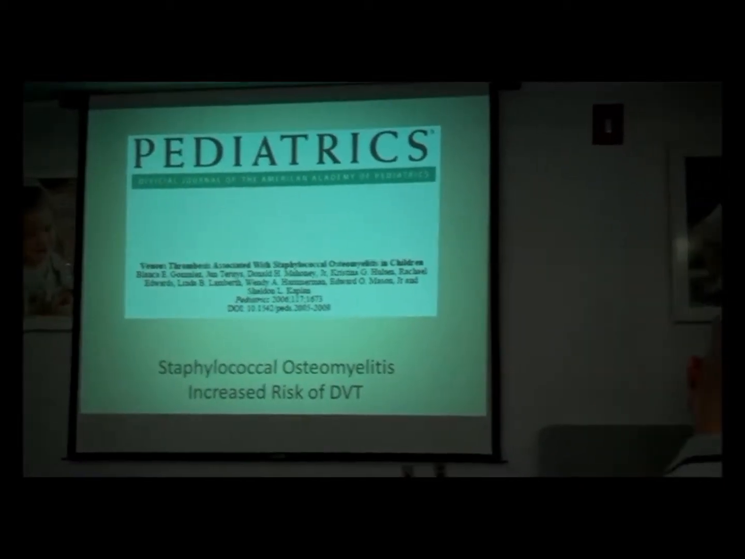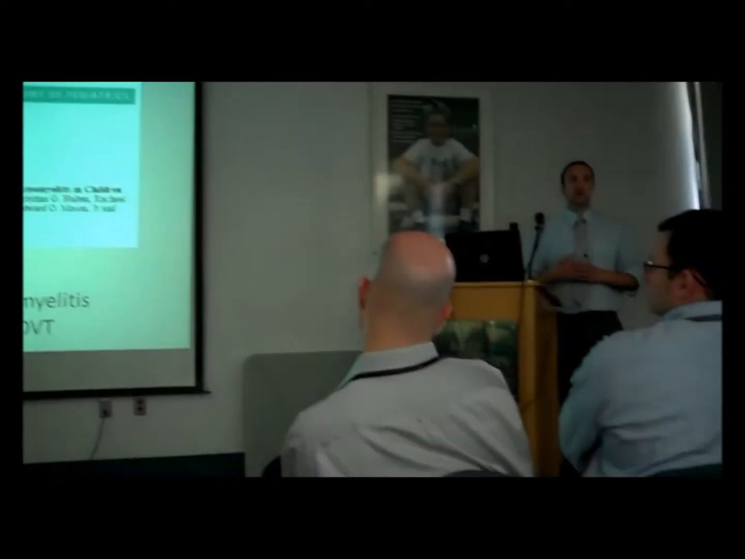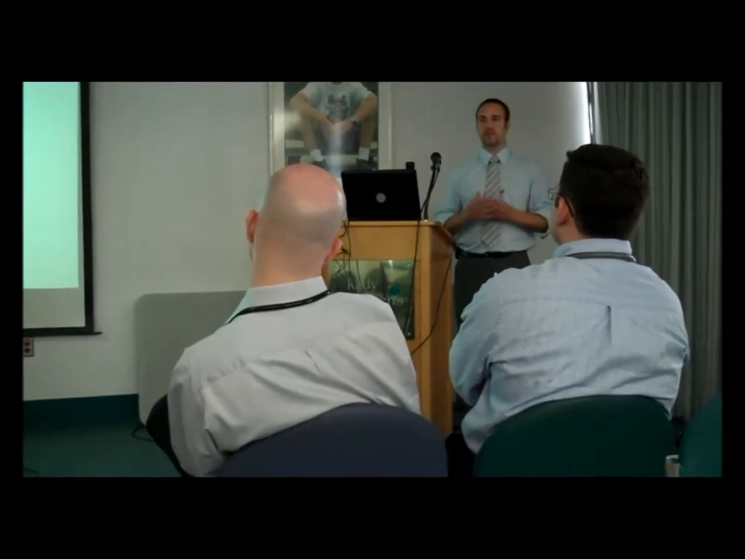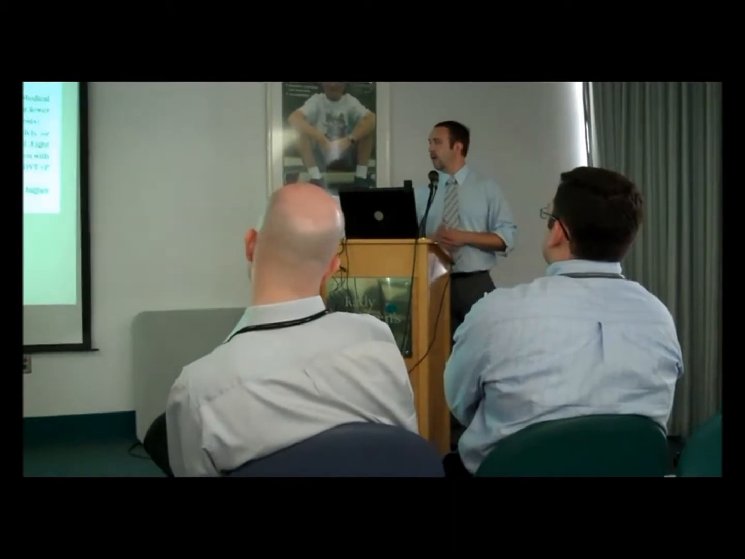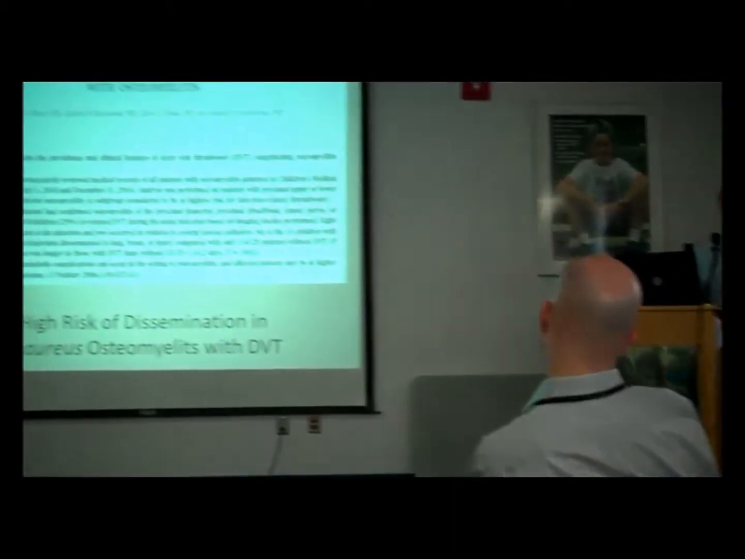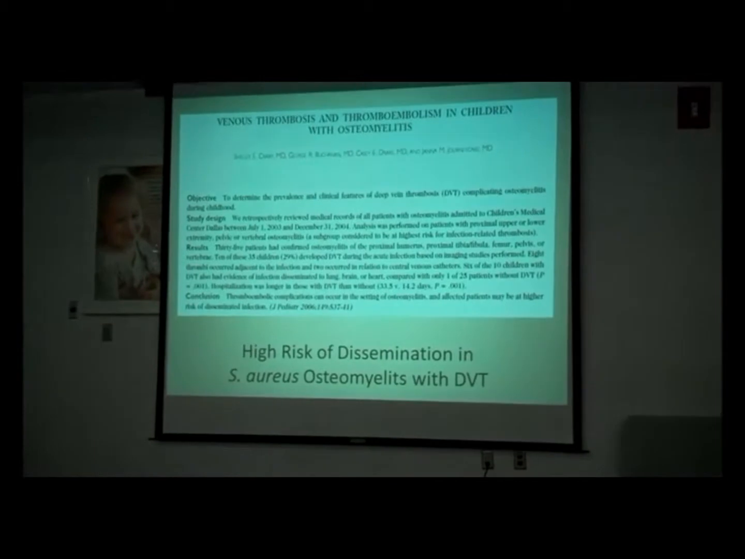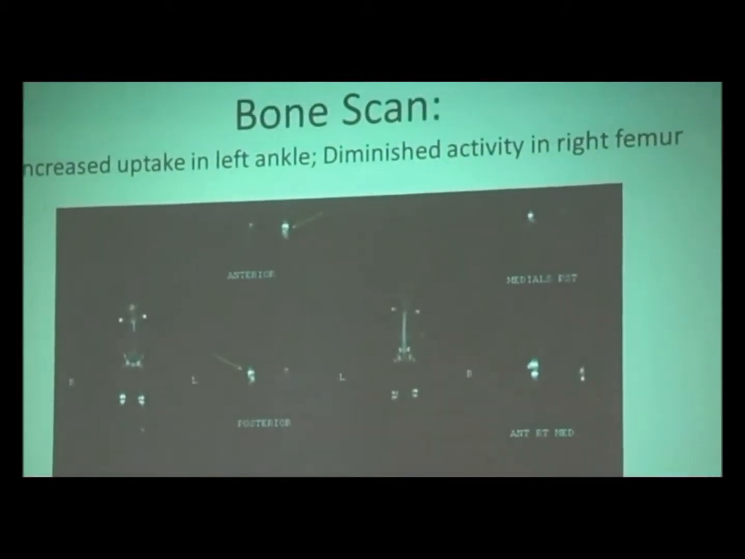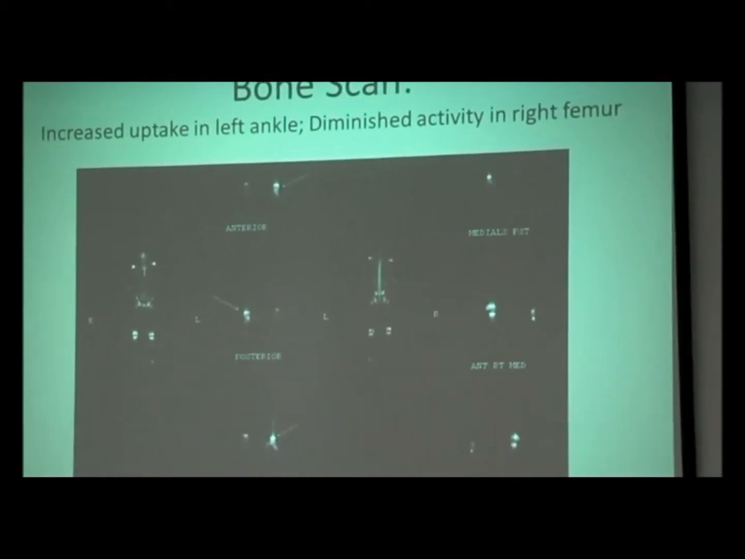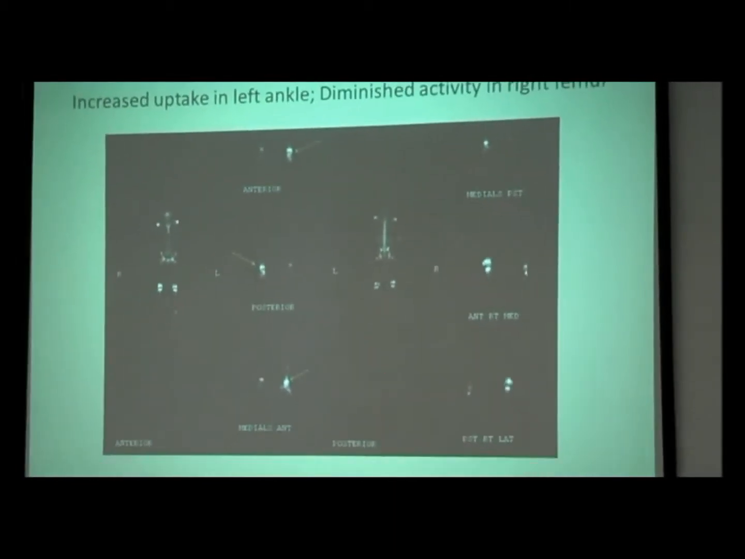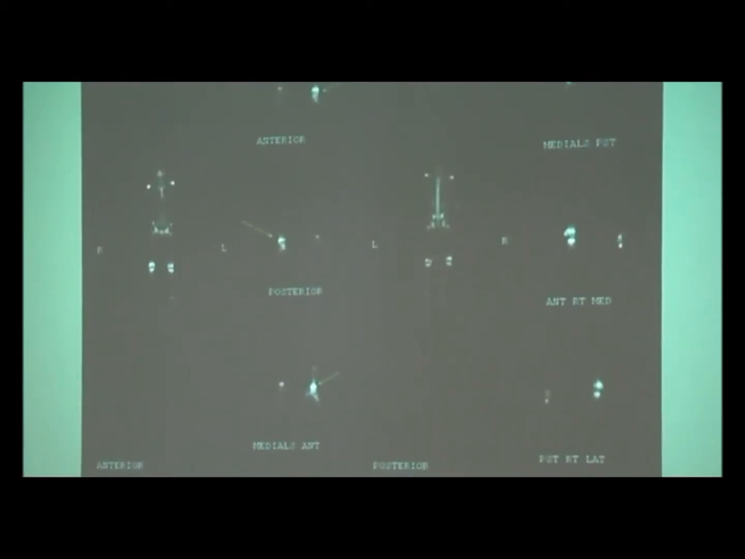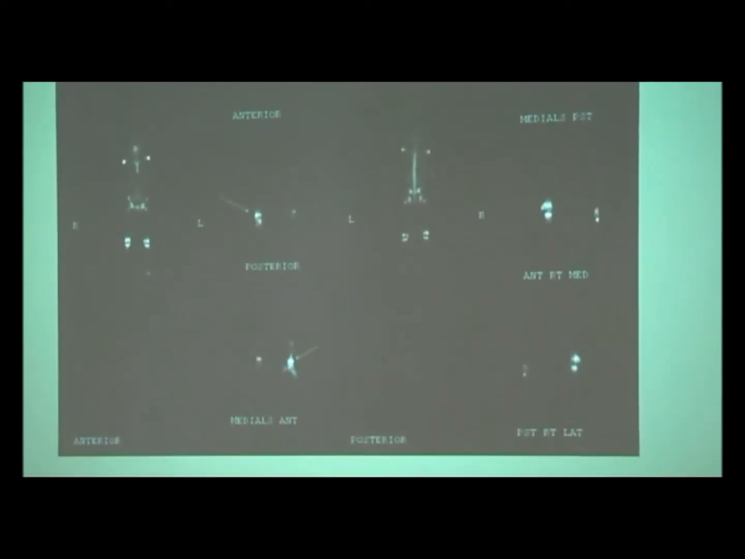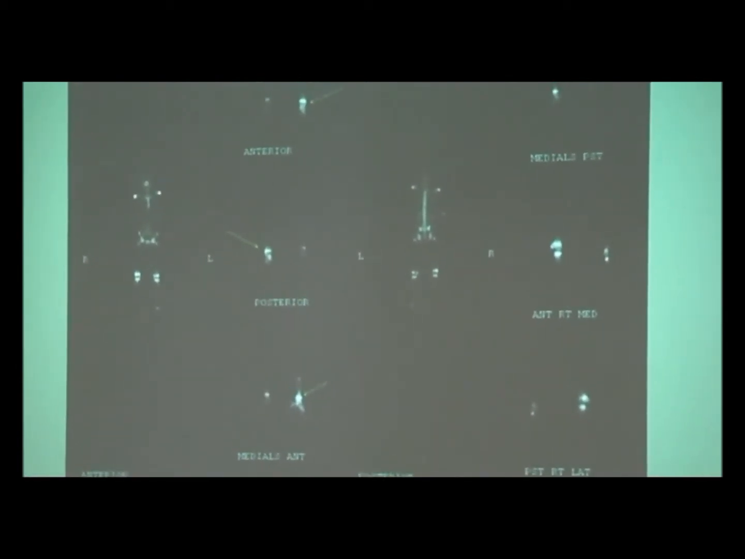Staph aureus, if you look in the literature, especially staph osteomyelitis, seems to have some predisposition to forming DVTs. For some reason, whether it's toxin-mediated, it seems to be thrombogenic. And in fact, to complete the circle, when you have staph osteo and a DVT, you're at very, very high risk of disseminated disease. So he did indeed get a bone scan, which showed increased uptake of the left ankle here and diminished activity in the right femur, consistent with infarctions. And as you point out, it's very severe staph osteo. You can actually see decreased uptake on a bone scan.